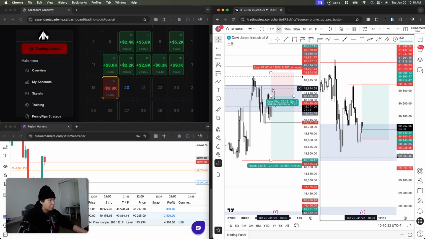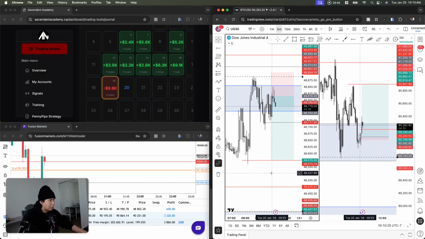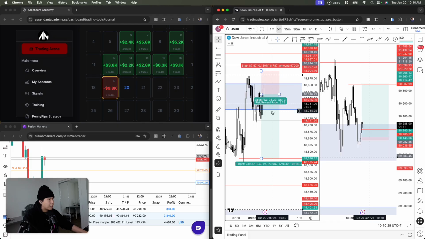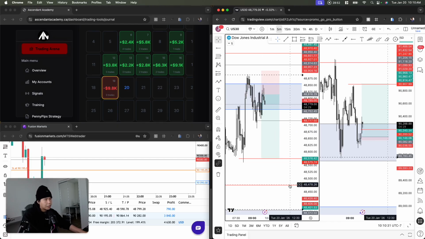And then the US 30 trade looks like it's coming down as well. So that's looking healthy too. And then if the US 30 trade gets candle closes above $1,000 profit, I'm going to be trailing my stop in $500 increments.